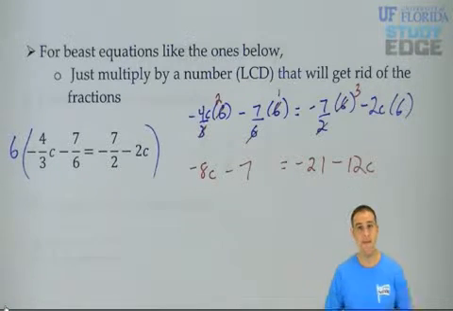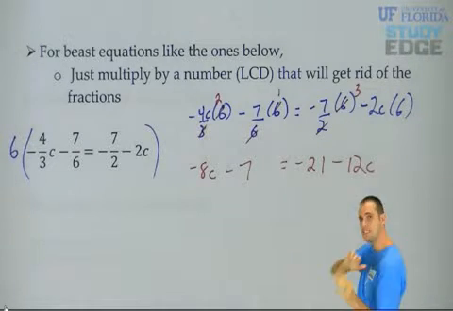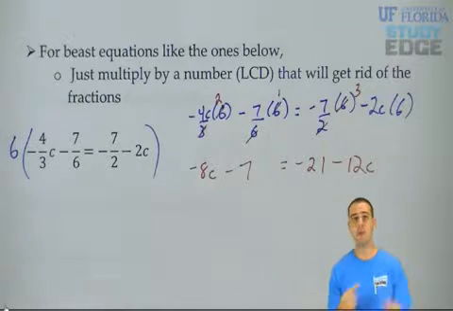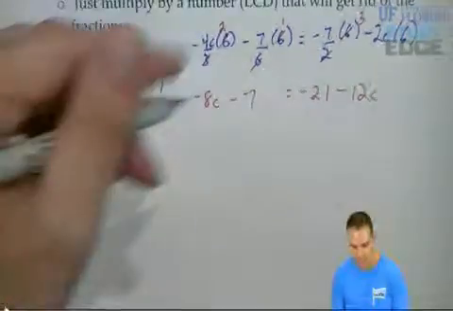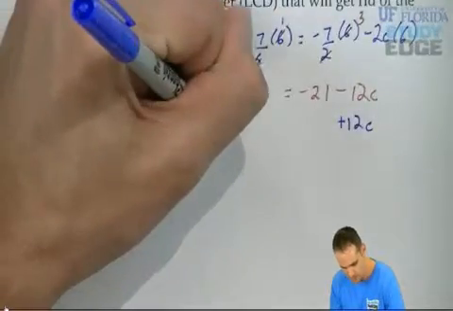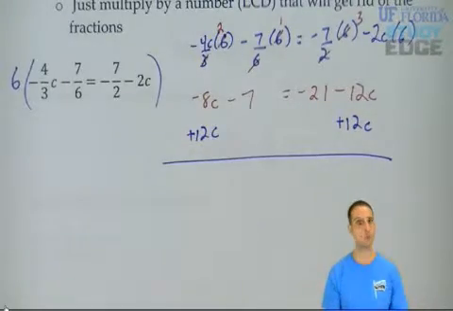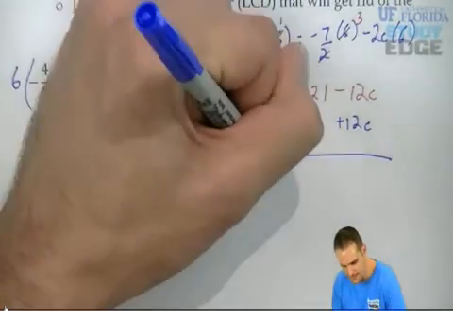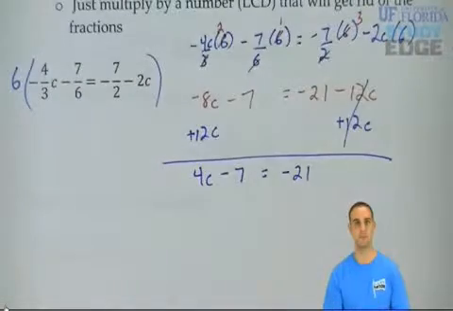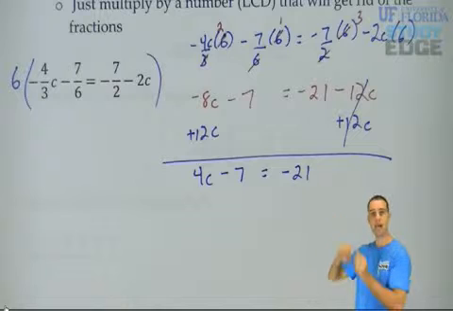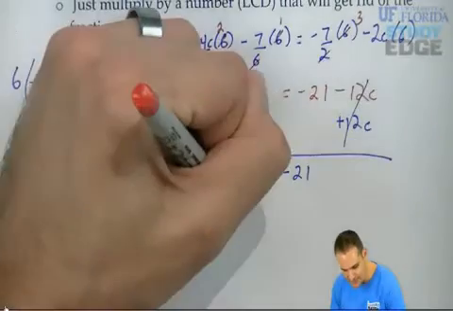From here, I'm going to get my variables to one side, my numbers to the other, and divide if needed. I like to get my variables to the left, but remember, you just have to get them to one side or the other. In this case, I'm going to go ahead and add 12c to both sides. Notice I'm lining up the like terms. Here, negative 8c plus 12c is 4c, minus 7 equals negative 21. The 12c is canceled. I moved my variables to one side, now I'll move my numbers to the other. Here, I'm going to go ahead and add 7 to both sides.